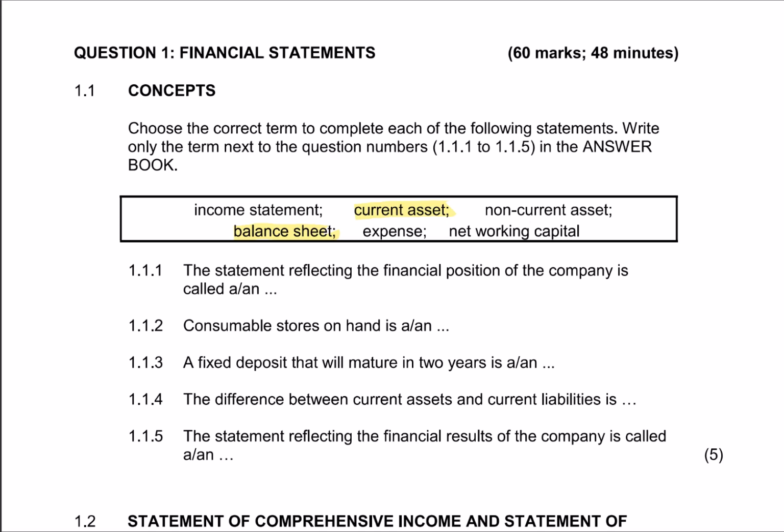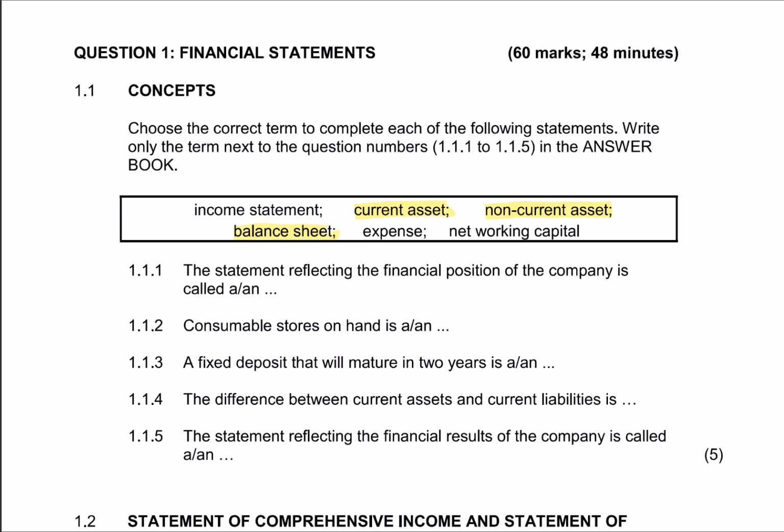Then a fixed deposit that will mature in 2 years. That will be a non-current asset. A fixed deposit becomes a current asset when it matures within 12 months. That's when you move it from the non-current assets to current assets, where it forms part of the cash and cash equivalents. Whatever fixed deposit will be maturing in the next 12 months is moved from non-current assets to current assets under cash and cash equivalents.